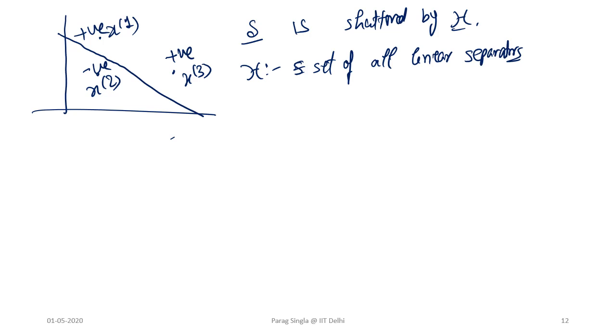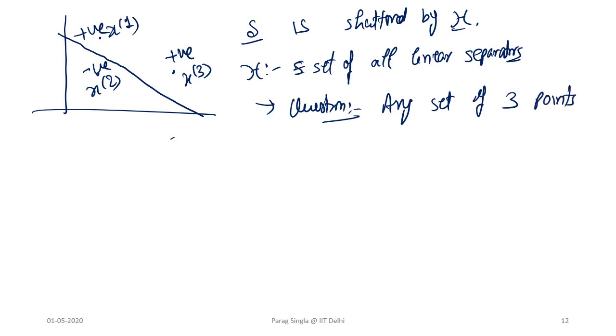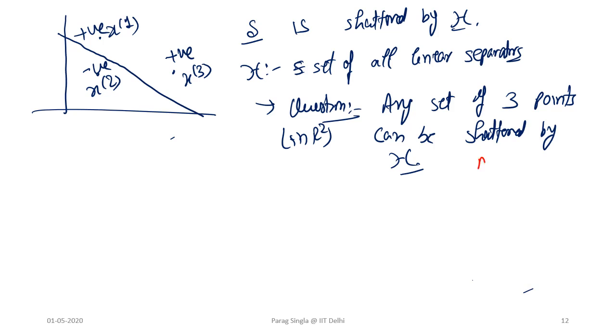Now let's make it slightly more interesting. We can ask two questions. The first question is: is it the case that any set of 3 points in R2 can be shattered by H, where H is the set of all linear hypotheses? And the answer is no. And why is that? Let me draw it here in a different color.